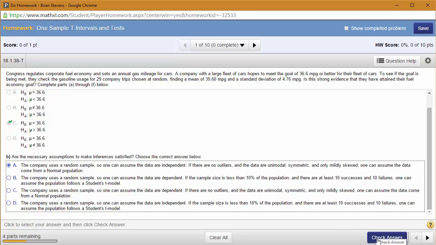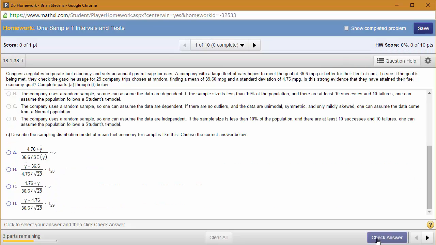We have random, 10%, nearly normal, and hopefully we pass all those. Unfortunately, it did not show us the original shape of the distribution. We just have to hope that it was kind of unimodal, not a strong skew. Describe the sampling distribution model of mean fuel economy for samples like this.